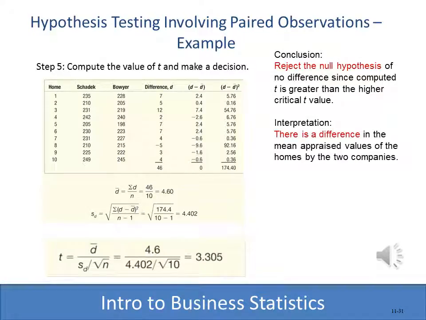Okay, so here's how we actually compute the t involving paired dependent samples. We first come up with the mean of the differences, which in this case is 4.6. We then come up with a standard deviation of the differences, which is 4.402. Finally, then we can go ahead and compute the t. We come up with a t of 3.305. That is greater than the critical value that we came up with, and so therefore we are going to reject the null hypothesis and assume there is a difference between these two appraisal companies.